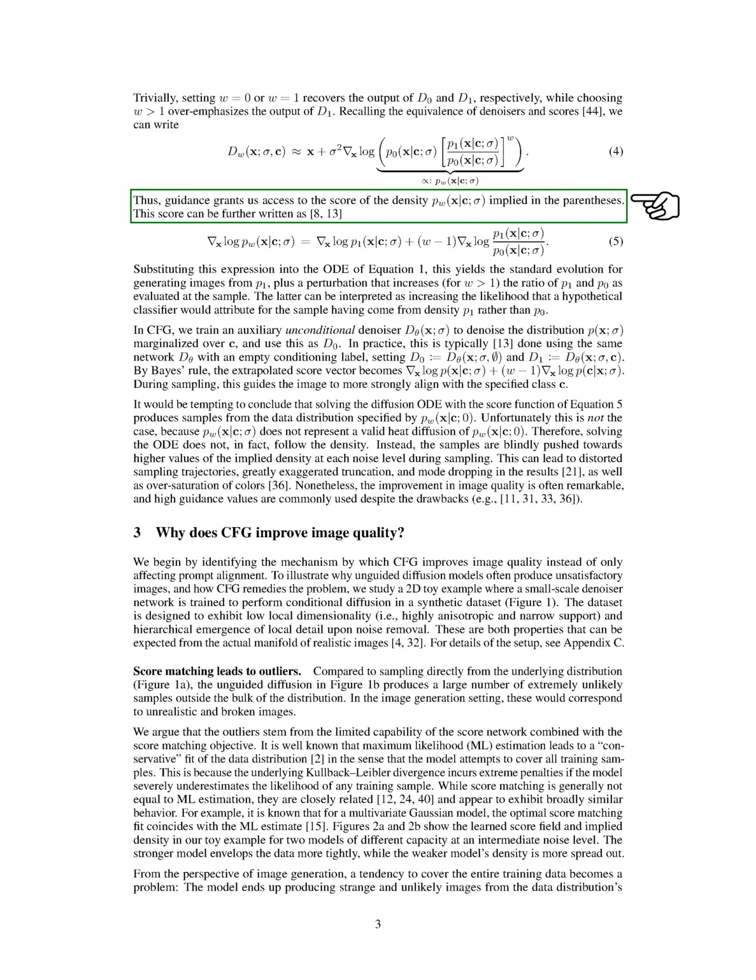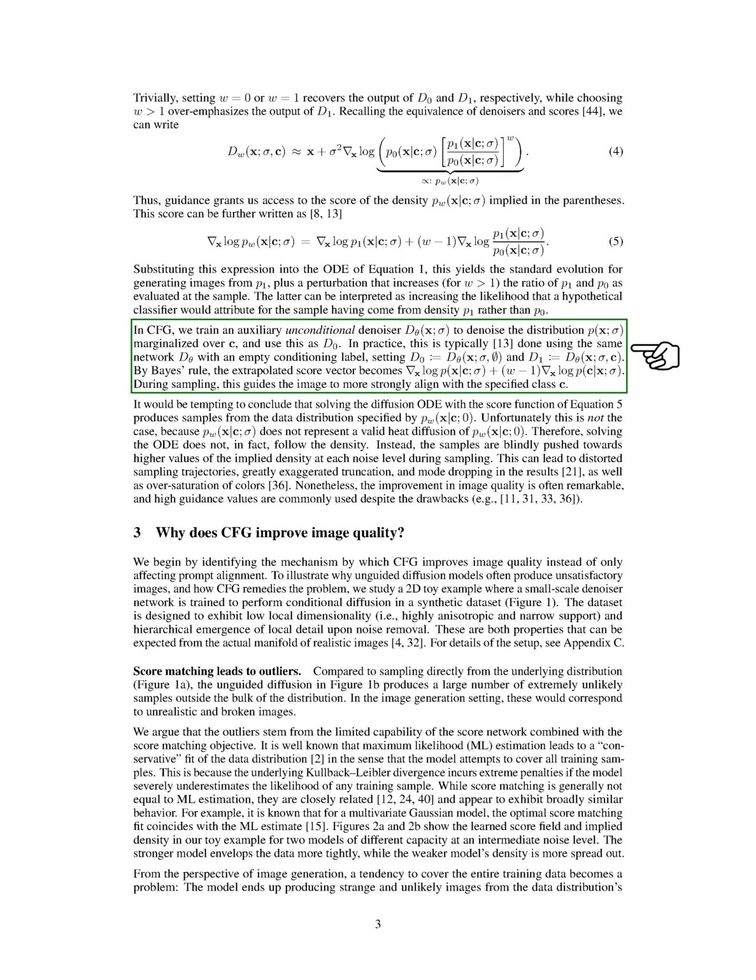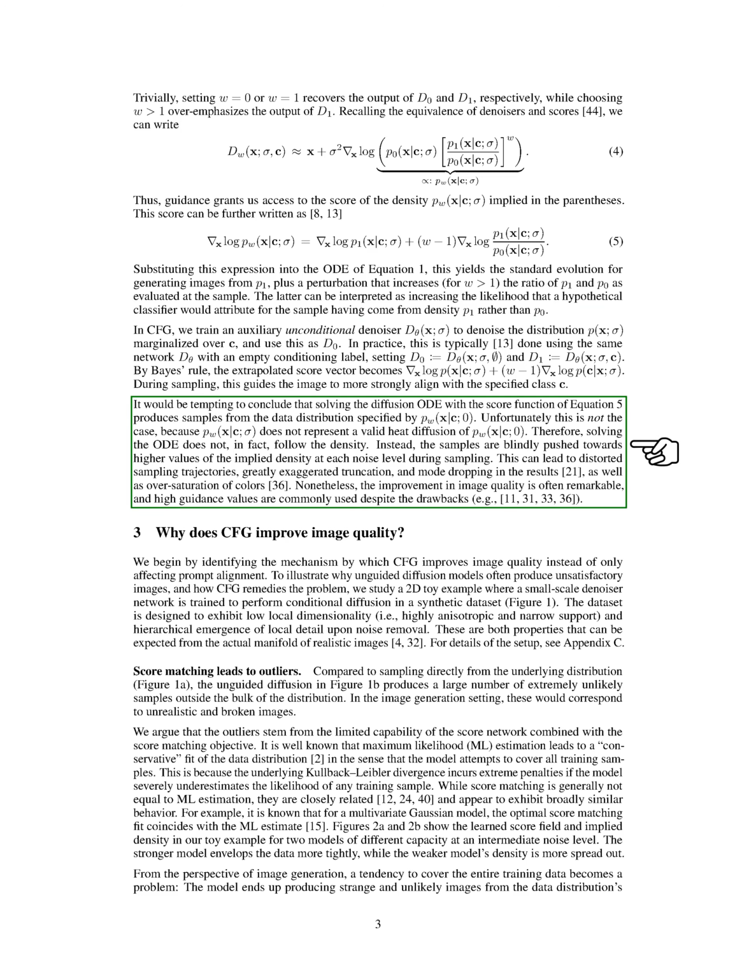This guidance allows us to access the score of the implied density, which can impact the likelihood of a sample belonging to a specific class. In CFG, we train an auxiliary denoiser to refine the distribution marginalized over a class label, which helps guide the image generation process towards the desired class. However, solving the diffusion ODE with the score function does not directly follow the specified density, leading to potential issues like distorted sampling trajectories and mode dropping. Despite these challenges, CFG often leads to significant improvements in image quality.